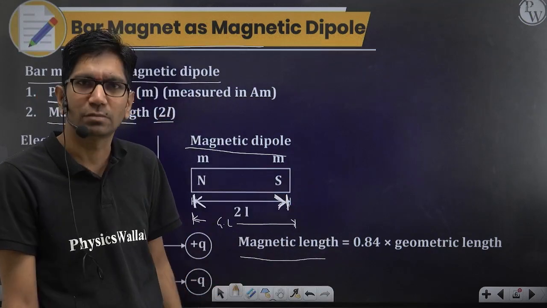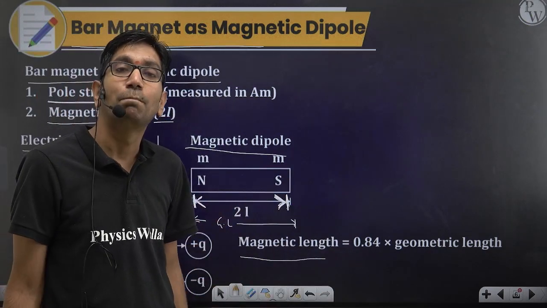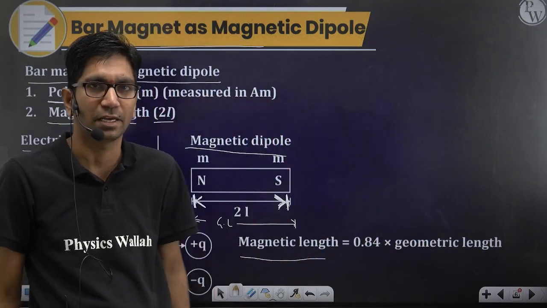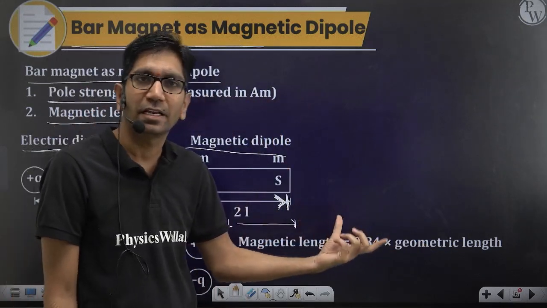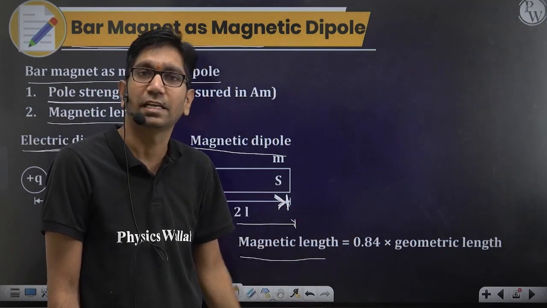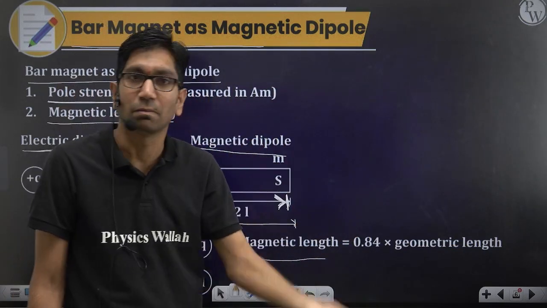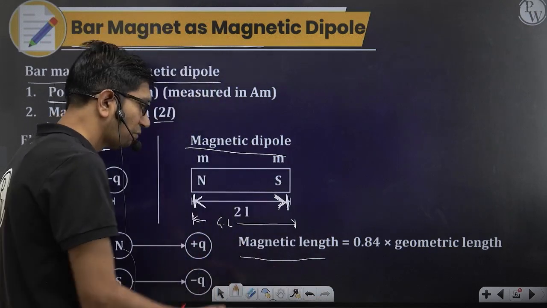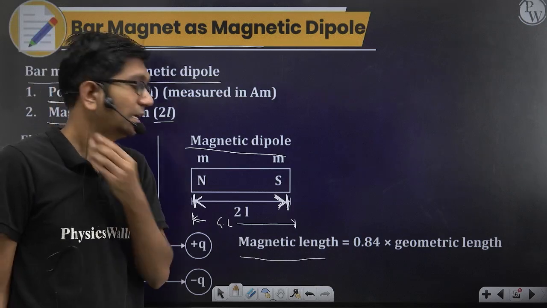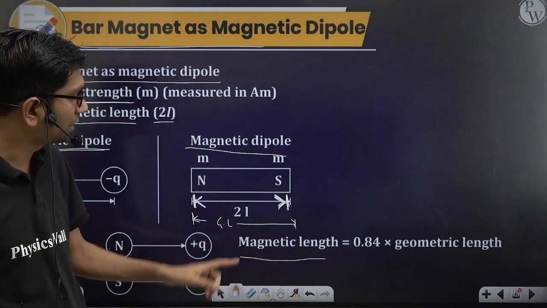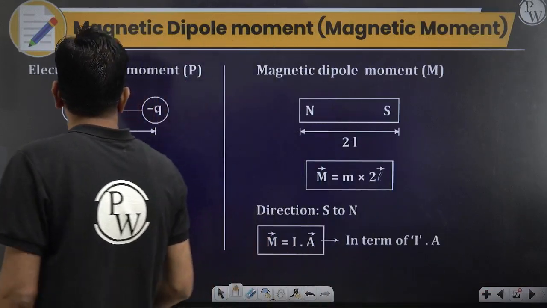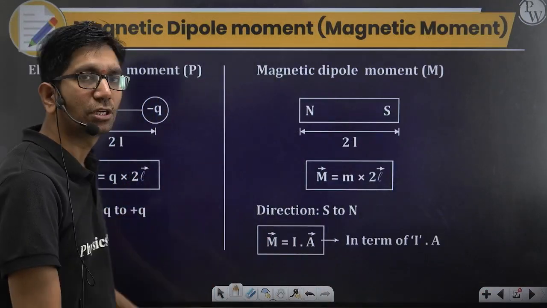Let us assume the bar magnet has a geometric length of 100 centimeter. If the length of the bar magnet is 100 centimeter, then what is its magnetic length? It is about 84 centimeter, okay? It is about 84 centimeter, beta. Remember this one. Let us move forward. So now the comparison, beta.